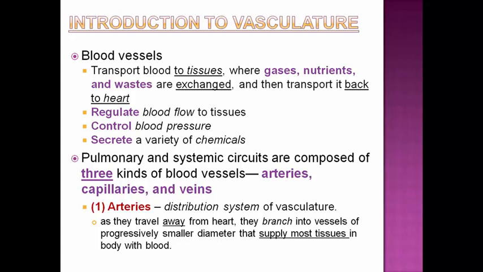If you notice with arteries, this is considered to be the distribution system. We know that arteries, which begins with an A, carry blood away from the heart. As they move out into the tissues, they branch into smaller and smaller vessels, with smaller diameter than the previous vessels, and they will supply most of the tissues found all throughout the body with the blood supply, so that the oxygen and the nutrients can all do the job that they're supposed to do.